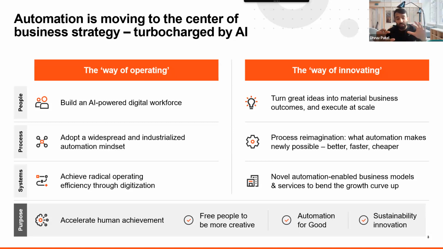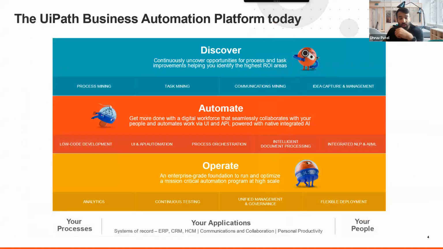And so all of this is in the platform itself, across the different areas, across the different layers: discover, automate, and operate. We've added AI and machine learning and continue to improve upon the AI and machine learning capabilities that are within each of these layers.